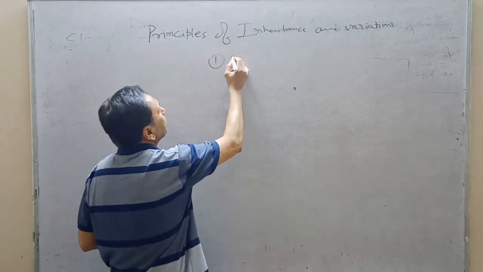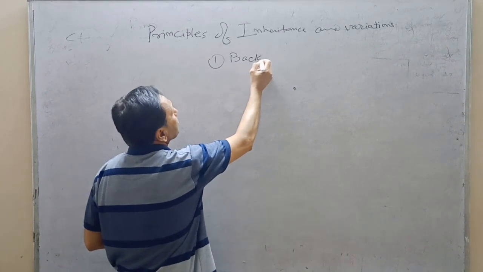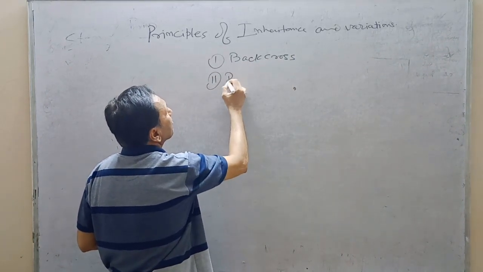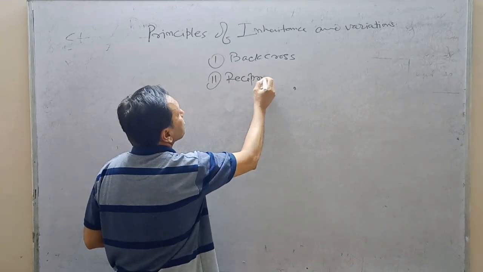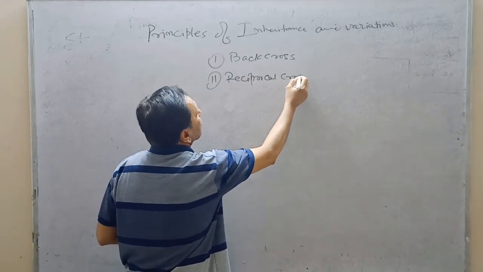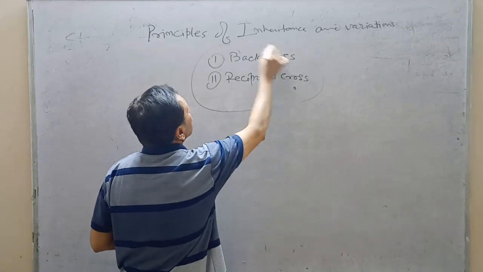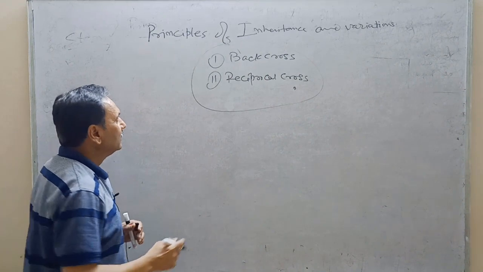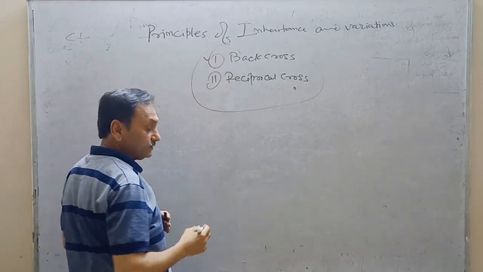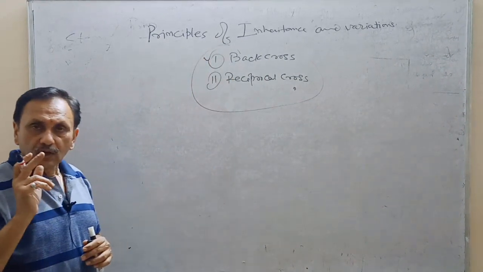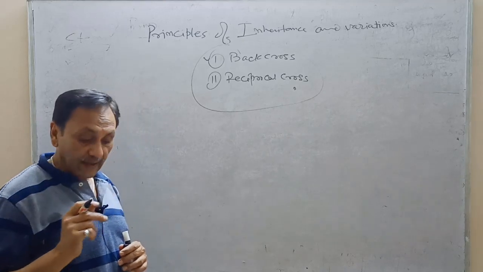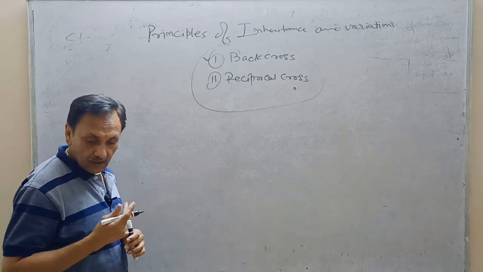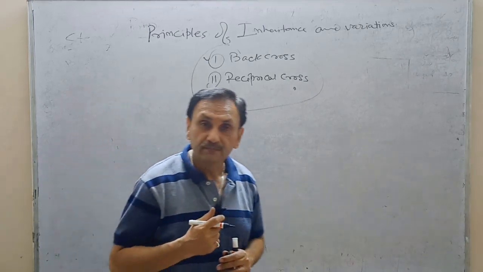Two other types of test cross: one is called back cross, and secondly, reciprocal cross. These are the other two types of test cross. Now, in back cross, the significance of the study of the back cross is to improve the breed.